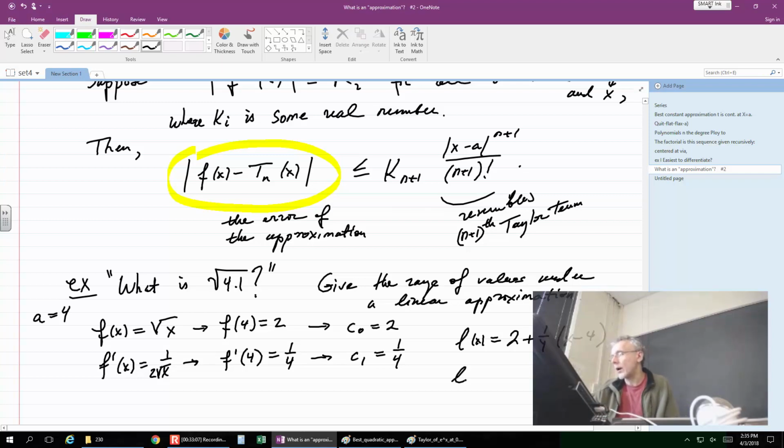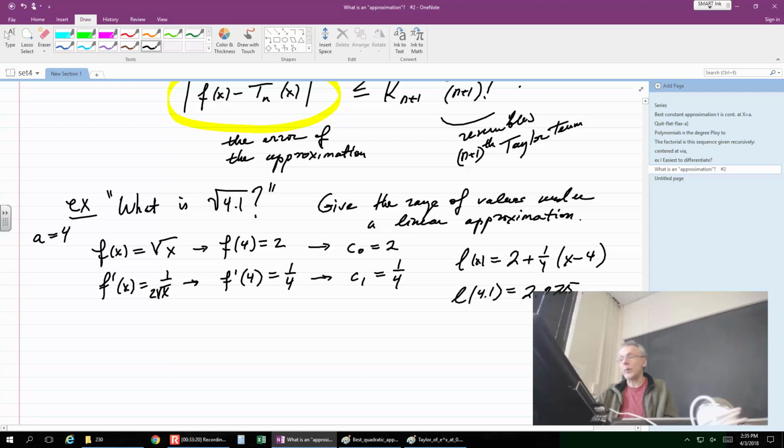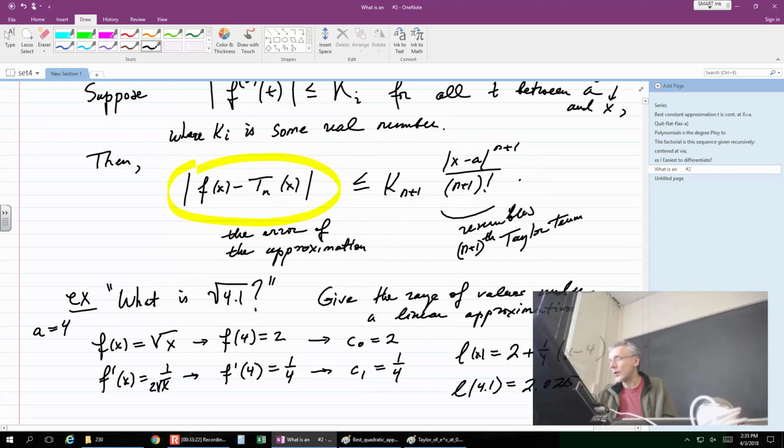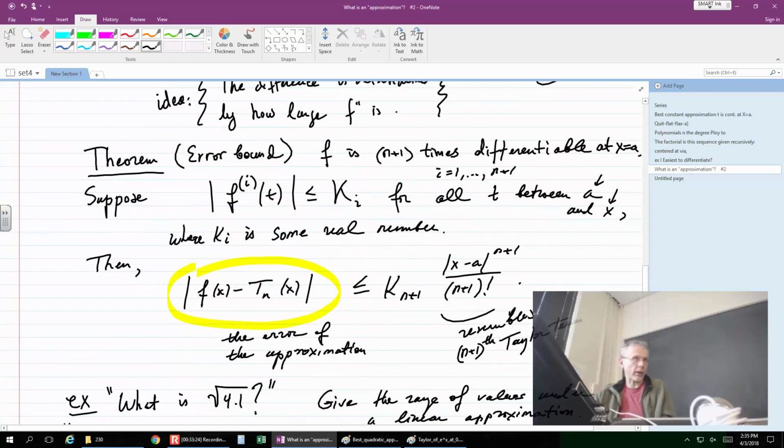So then L of 4.1 is equal to, once again, 2.025. But it is just the center of our interval. What is the interval? The interval is found from the error bound theorem. So we're going to need to estimate.